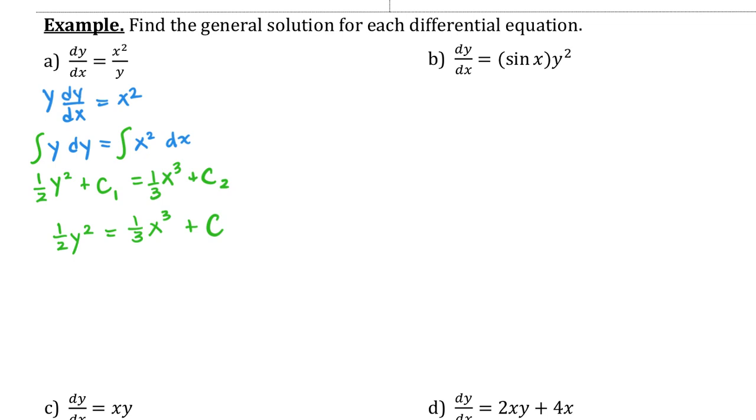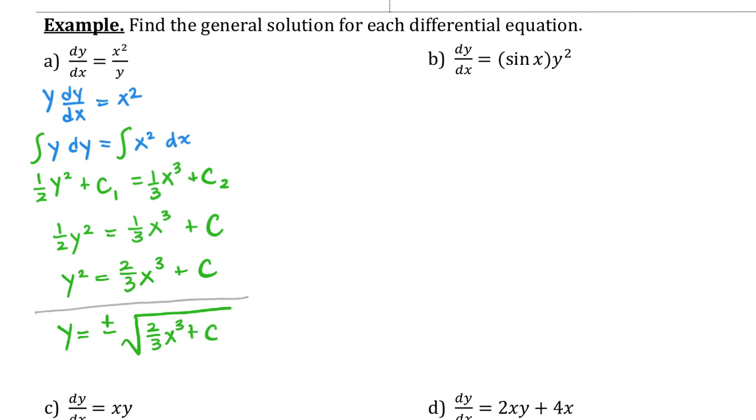Okay, now I'm going to solve for y. I'm going to multiply by 2. So I'm going to have y squared equals 2/3 x cubed. Now I want to multiply the constant by 2, but it's just a constant, and I haven't even figured out what it is yet. So 2 times C is still a constant, so I'm just going to leave it as C, even though it's not technically the same constant as the previous step. Now I'm going to square root both sides. When you square root, you do get a positive and a negative because it's an even root. Okay, and then this is going to be my general solution, or my y equals. If I take the derivative of this, I should get this, but I'm not going to try.